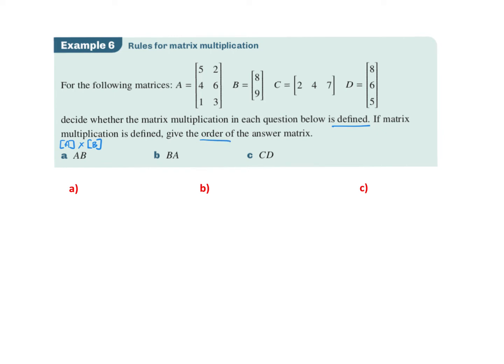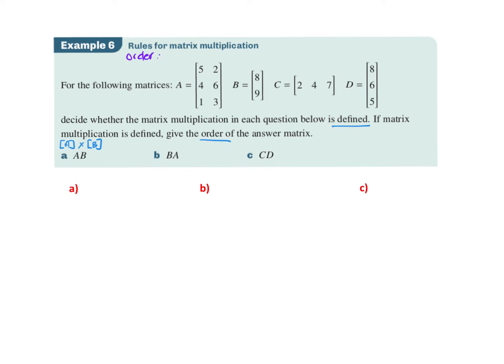Okay, so we don't have to actually work it out. We just need to say, yes, it can be done, and what's the answer going to look like? What's its order? What can help is to put the order above the matrices they've given you. So let's do that first, and we'll put the orders. I'm going to do it up here because I've got a bit of room.